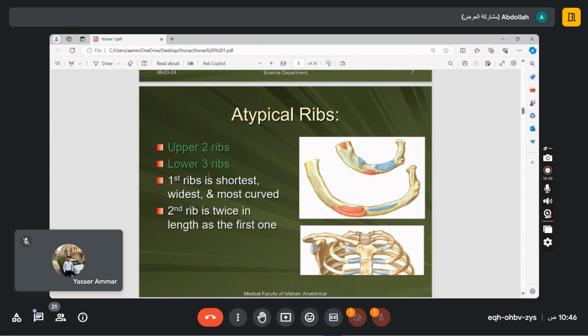Another important thing about the first and second ribs is that these are the shortest bones in the cage. The first rib is the shortest, widest, and most curved. Look here, the curve of this is more than the curve of the second. But what about the second? The second rib is twice the length of the first one. In other words, this is twice as big as the first rib.